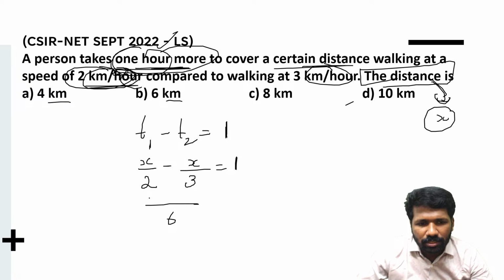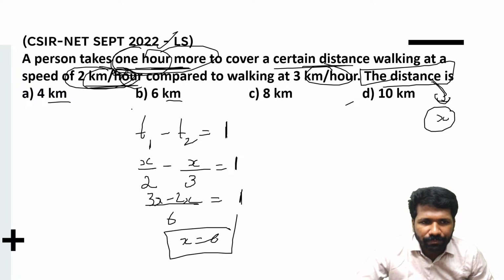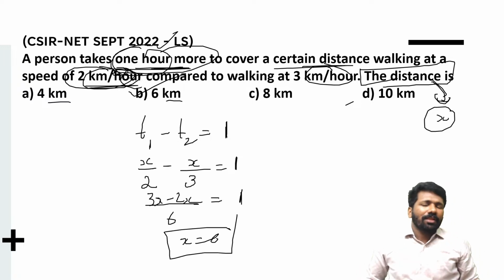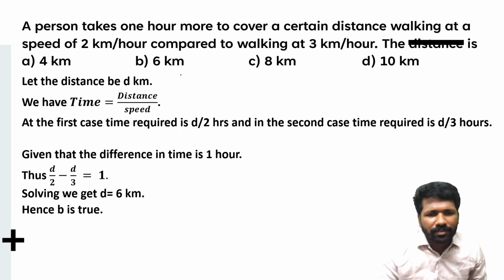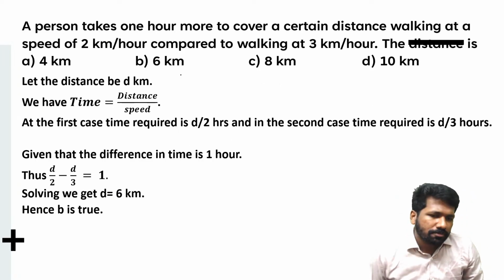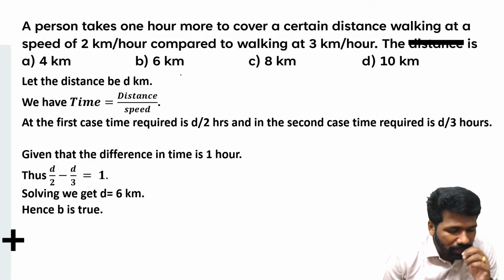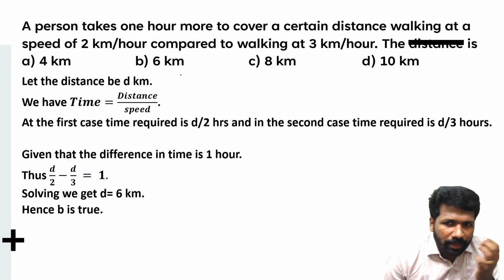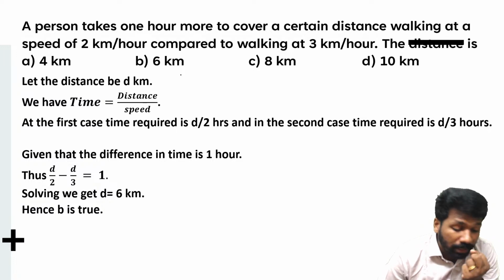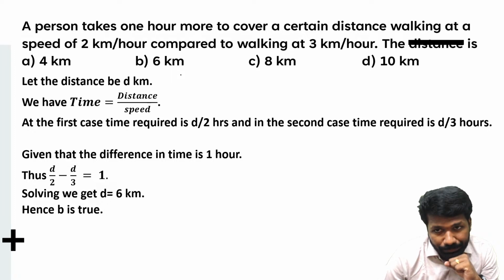LCM will be 6. So this will be (3x minus 2x) by 6 is equal to 1, that is x is equal to 6. Super easy. Otherwise you can do this question with elimination also, but the direct method itself is easy. More explanation if you want, you can see here. Yeah, here instead of x the distance is taken as d. Yes, Kripavaram, that will also work because the options have only one multiple of 2 and 3.